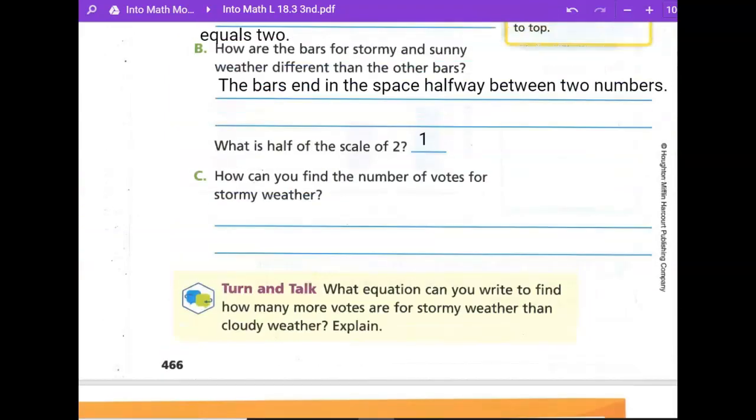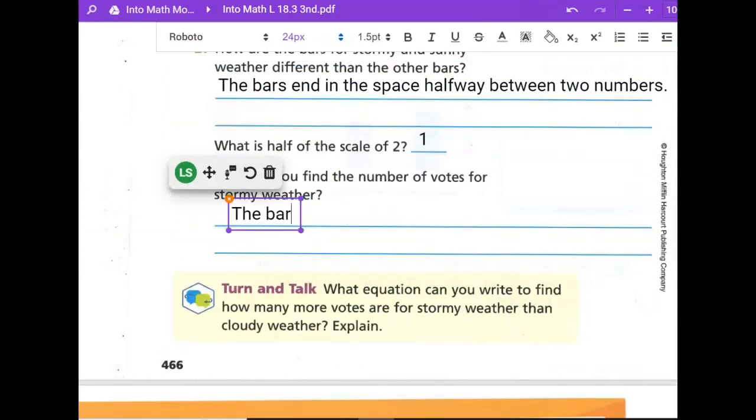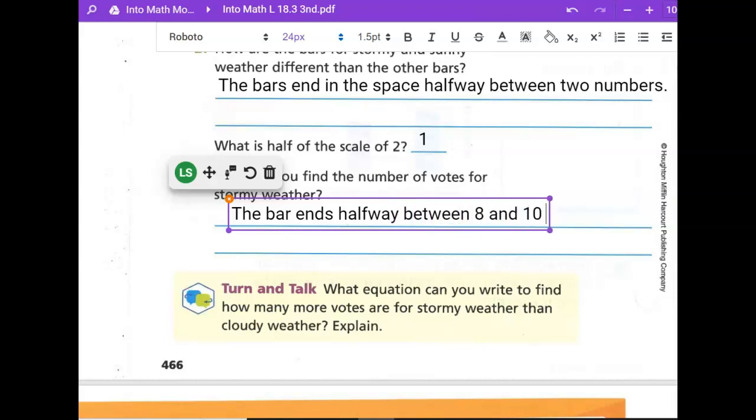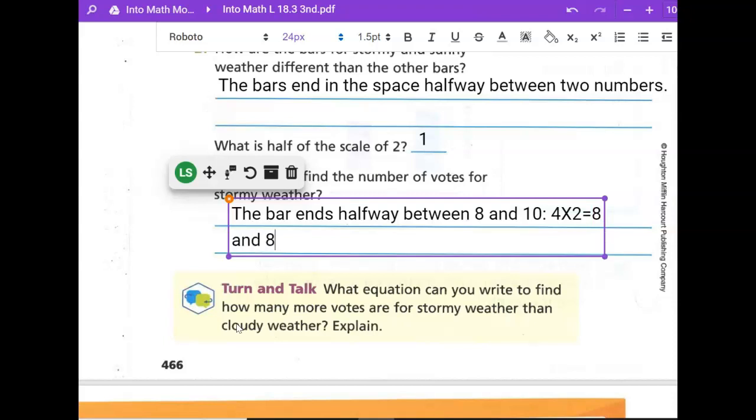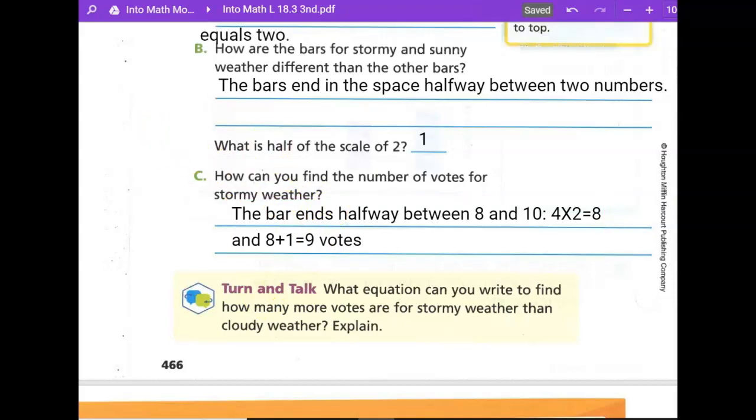The bar ends halfway between 8 and 10. So 4 times 2 is equal to 8, and 8 plus 1 is equal to 9 votes. If you're at home, go ahead and stop your video and get those things down.